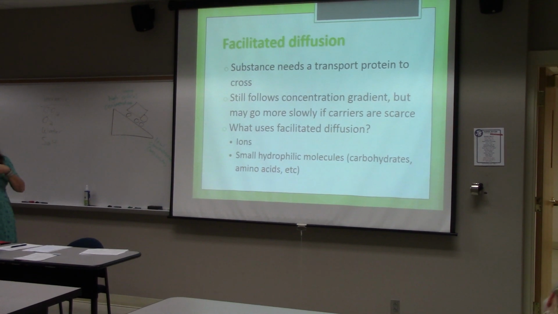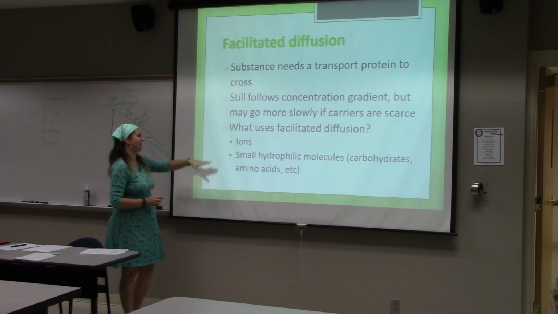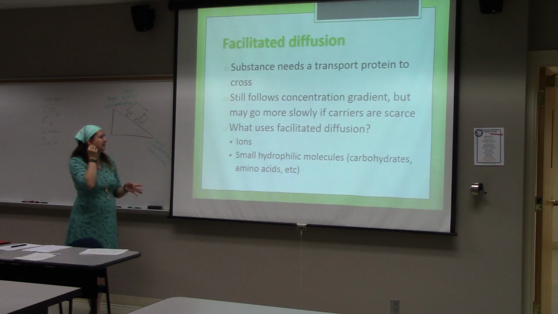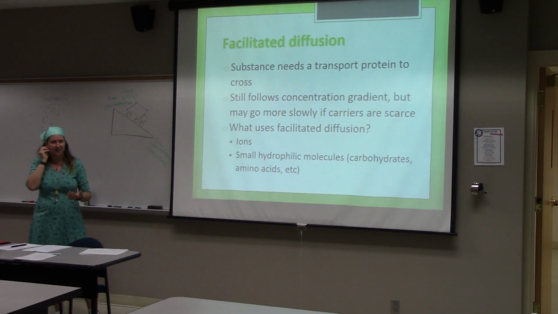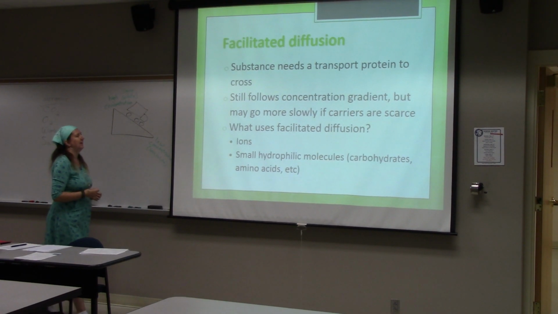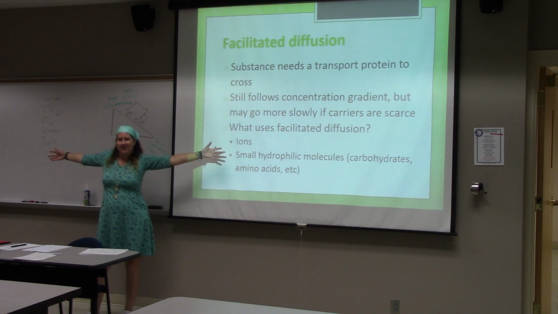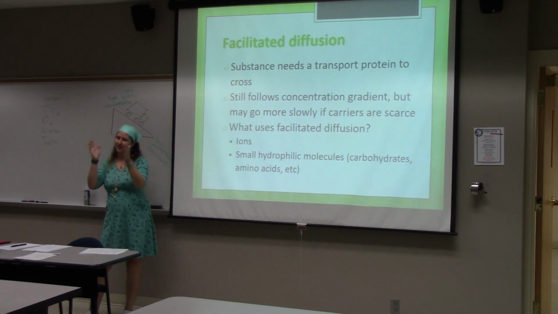For substances that can't just go through the membrane, they have to use facilitated diffusion. They need a transport protein to get across. They're still following their concentration gradient, so going from high concentration to low. It could take them longer to do it if there's a limited number of carriers or channels, which are the types of transport proteins. And that's just due to having, instead of this wide open area where you can go through anywhere, you all have to go through this door.